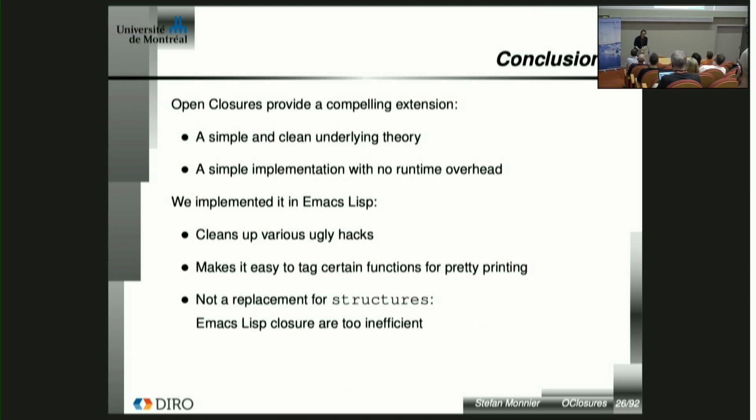Okay, so in conclusion, I propose open closures, which are significantly more involved than the kind of minimalist extensions that are usually proposed, like apply hooks or funcallable objects or something like this. It's a bit more involved. It's a bit more far-reaching in a sense, but it's still a very simple extension with no cost in terms of performance. And I think it's a neat part of it. It's also, from a theoretical point of view, very straightforward and clean. And in practice, it cleans up various ugly hacks.